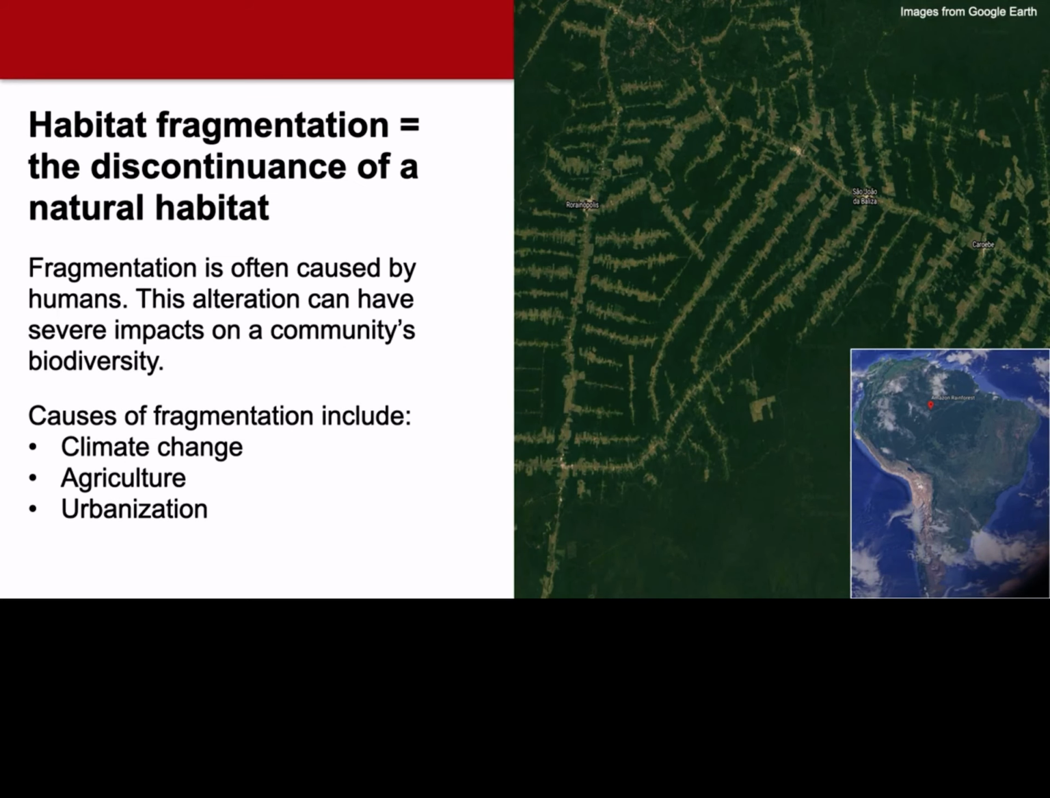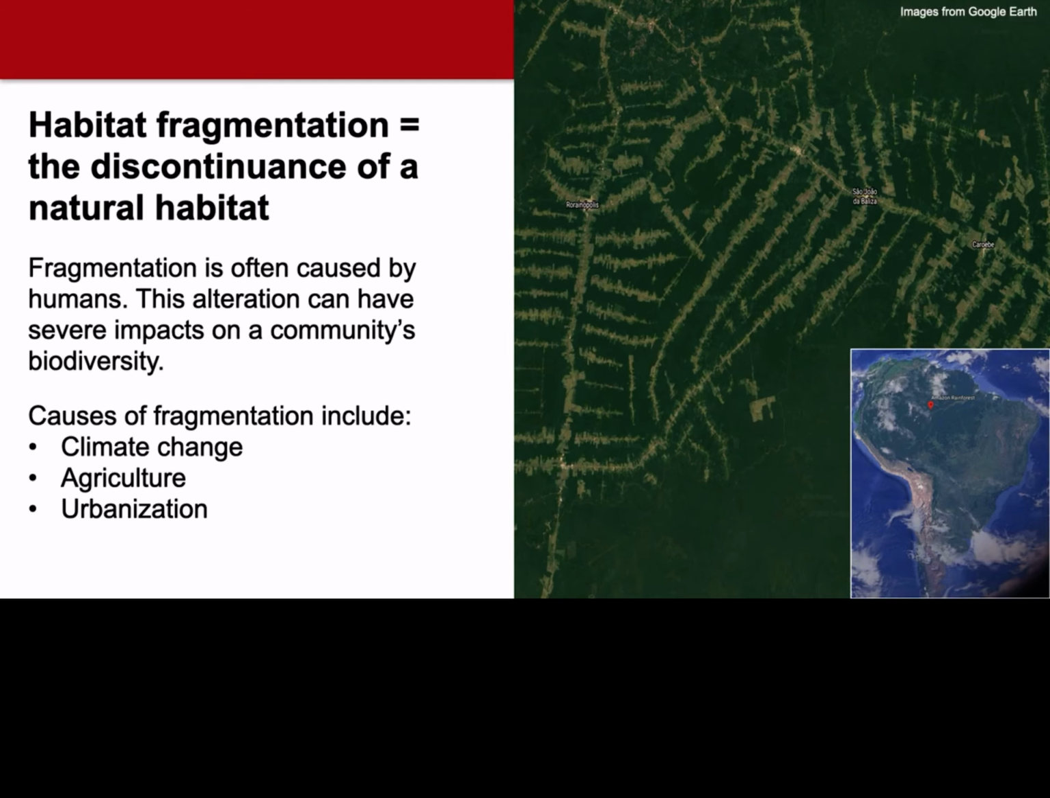Many communities never reach climax community status because of natural or man-made disturbances. Habitat fragmentation is the discontinuance or fragmentation of an organism's natural habitat. It can occur due to natural events, or most often it's caused by human activities. Fragmentation can have severe impacts on a community structure. Causes of fragmentation may include climate change, agriculture, and urbanization. Fragmented ecosystems can no longer function properly, which can lead to the extinction of many species.